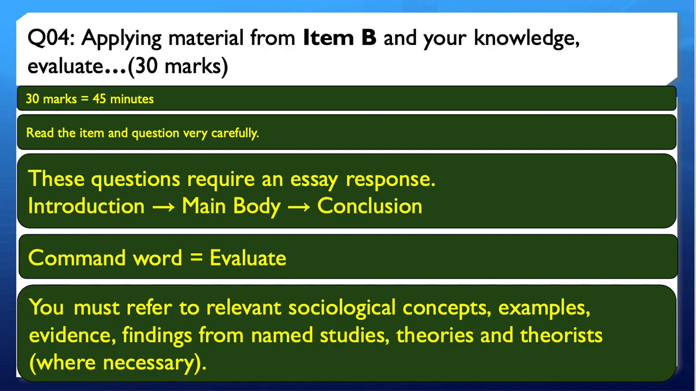At the most basic level, since the command word is always evaluate, this question requires you to discuss the view in the essay title, then look at least one different perspective, reason, cause, view, etc. And make sure that you are using what is broadly described as sociological evidence, as noted in the last part above: concepts, examples, evidence, findings from named studies, theories and theorists where necessary.